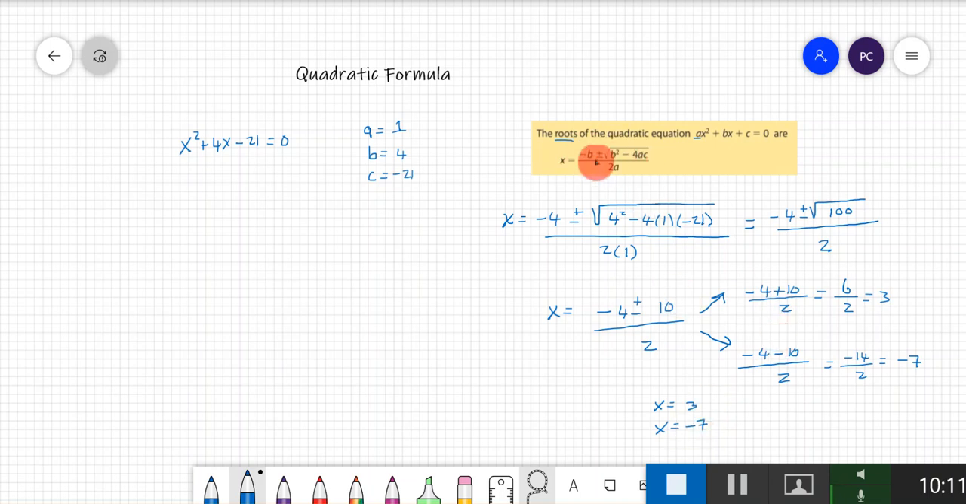Again, you don't need to memorize this formula. This formula will be in your logbook. So that's what's known as the quadratic formula.